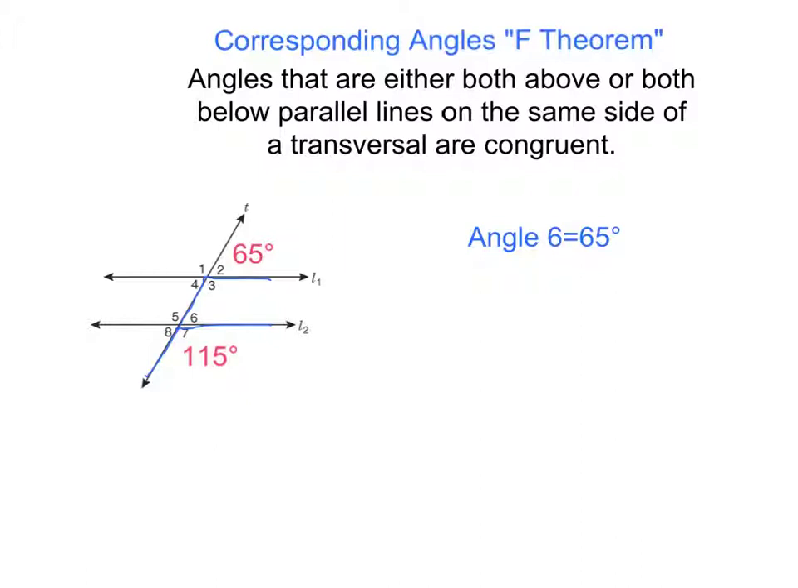Angle number 3 and angle number 7 are both to the right-hand side of the transversal, and both are below the parallel line, so they are also congruent. So that means that angle number 3 will be equal to 115 degrees.